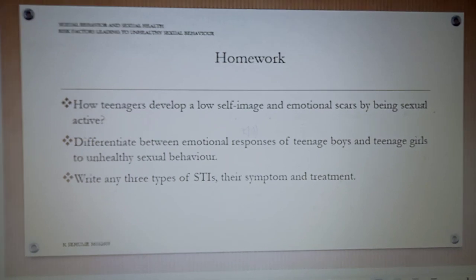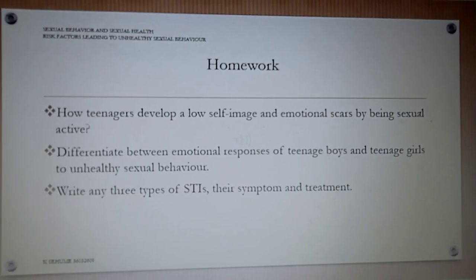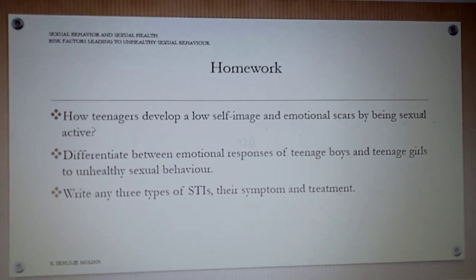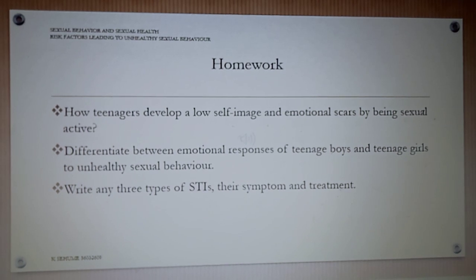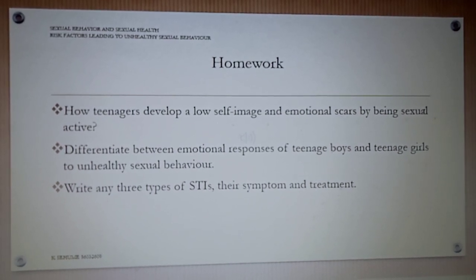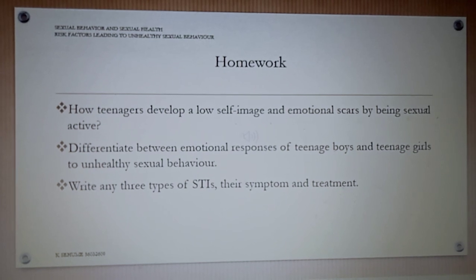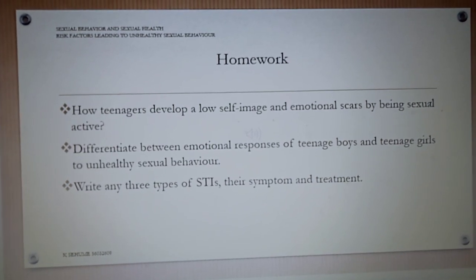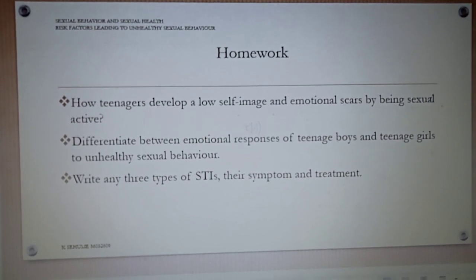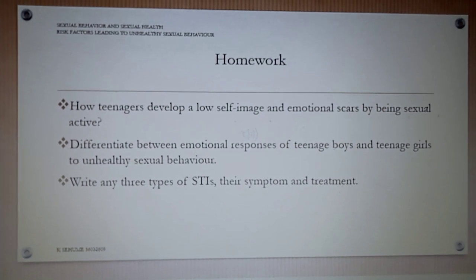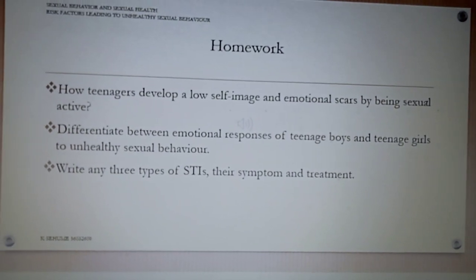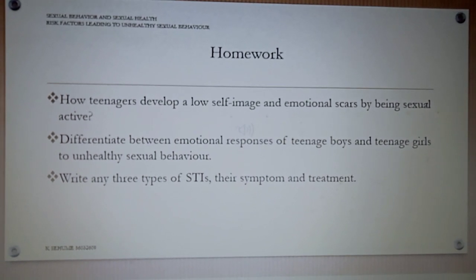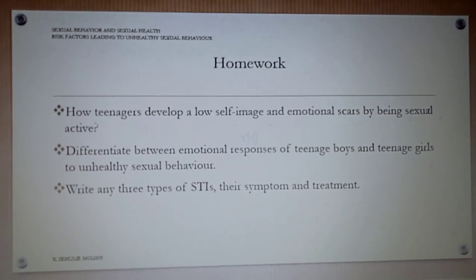So as we have discussed amongst ourselves, the risk factors that lead to unhealthy sexual behavior. For your homework, I need you to write how teenagers develop a low self-image and emotional scars by being sexually active. Differentiate between emotional responses of teenage boys and teenage girls to unhealthy sexual behavior. The last one is to write any 3 types of STIs, their symptoms and treatment. To complete your homework, you can make use of the Life Orientation Spot On textbook and also make use of the information that you have shared in class.